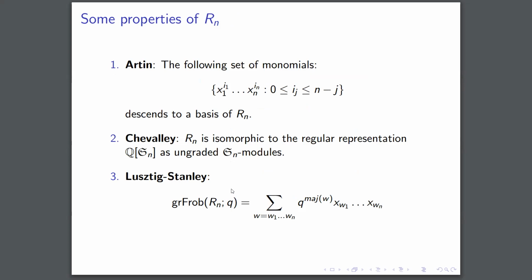Lusztig and Stanley studied Rn as a graded Sn module. They determined its isomorphism type, and their result can be summarized by the equation right here. On the left, we have the graded Frobenius image of Rn. On the right, we have a polynomial that's governed by something called major index.